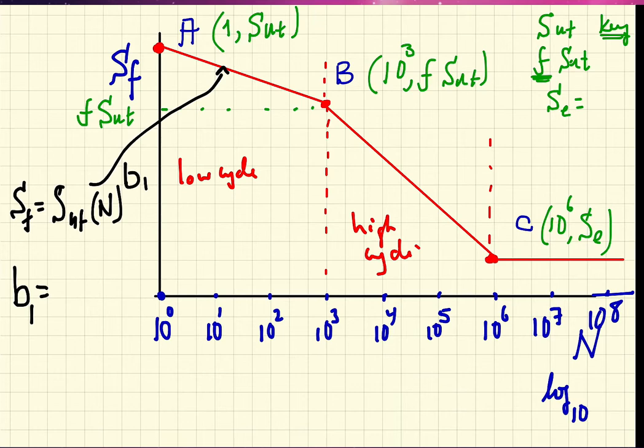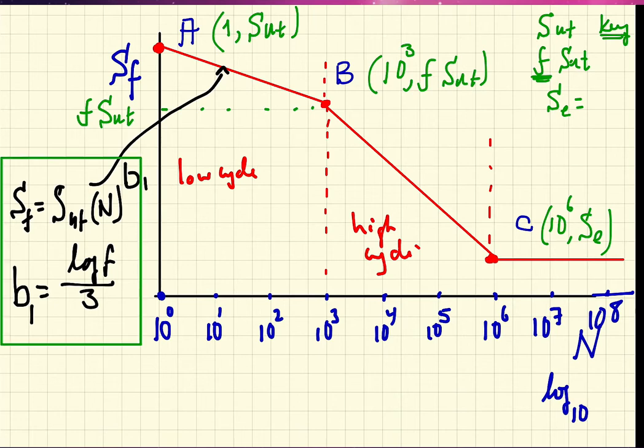By substituting coordinates of point B into this relationship, it gives me B1, which is log F over 3 if you do the math. So we're done essentially with this relationship that I have now defined a relationship between SF and N for the low cycle regime, and I know how to find B1, and I know how to find this coefficient, which turned out to be S ultimate.